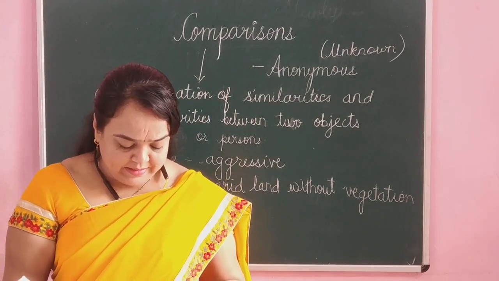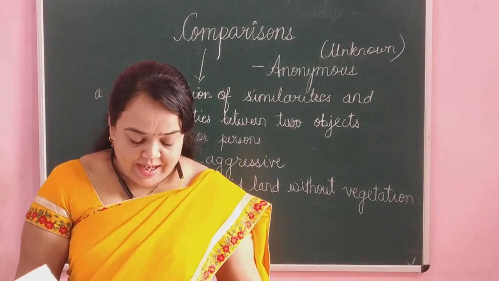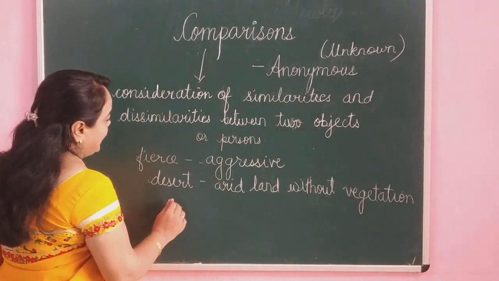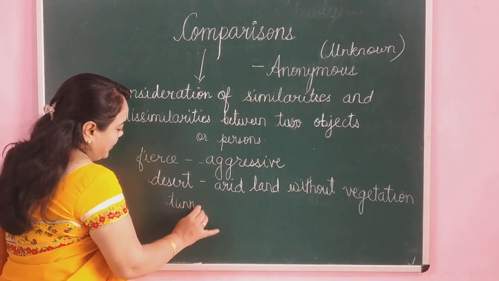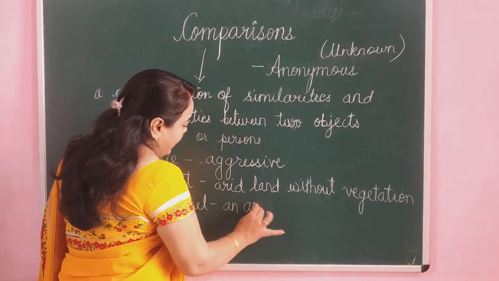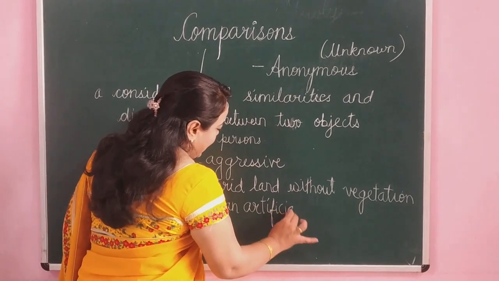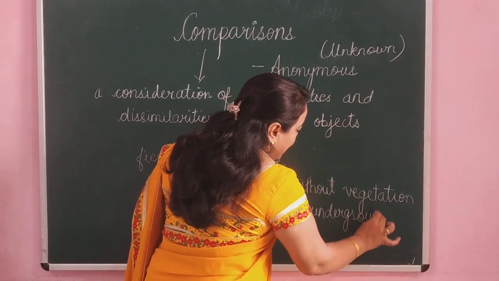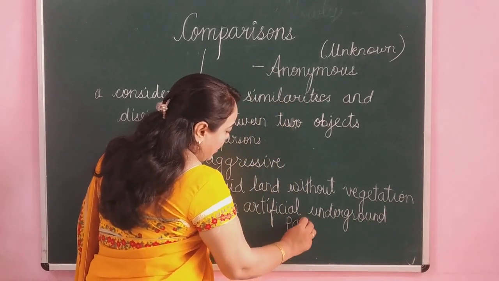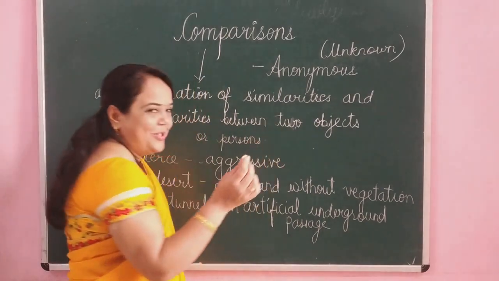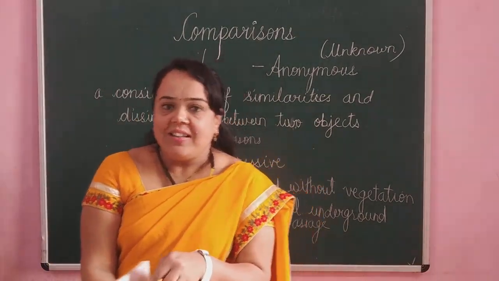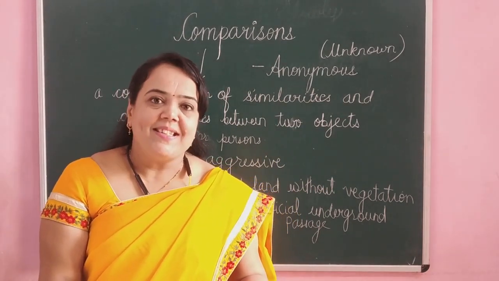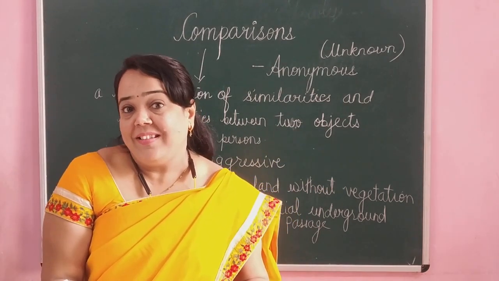Dark as a tunnel, light as the moon. What is a tunnel? An artificial underground passage. So how is the tunnel? Obviously it is underground, so it is dark. Dark as a tunnel means there is no light. Light as the moon. Even moonlight gives light.